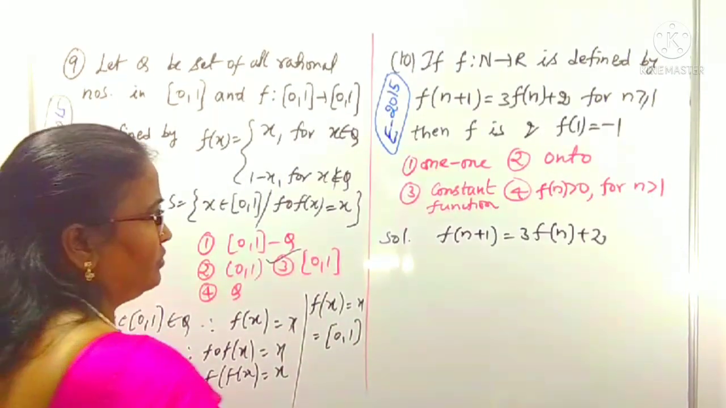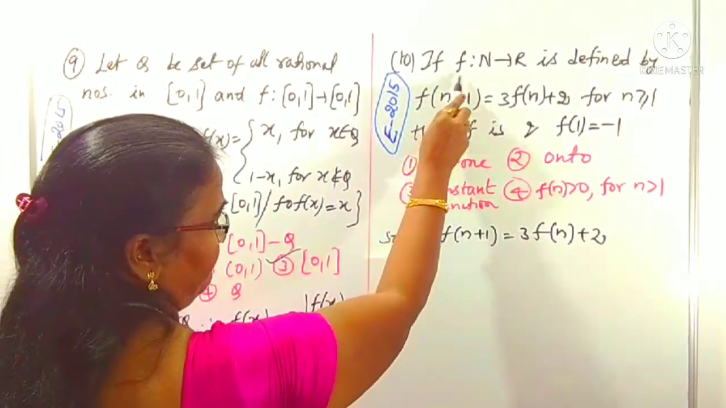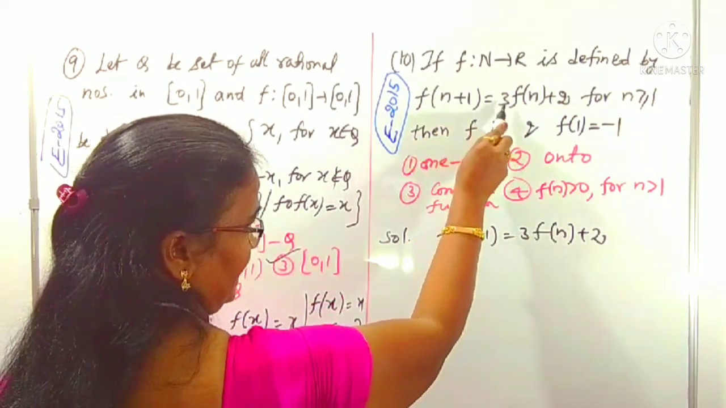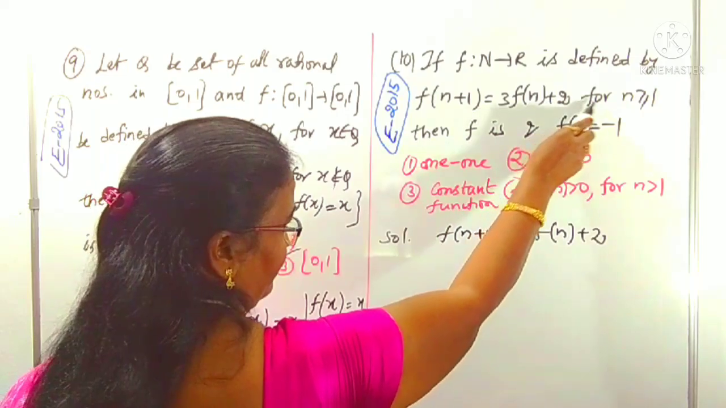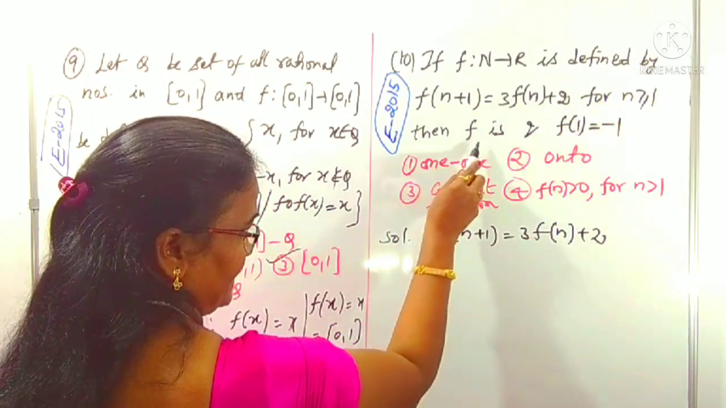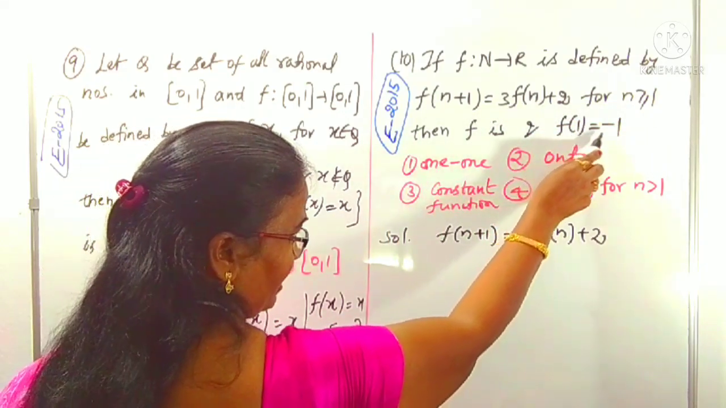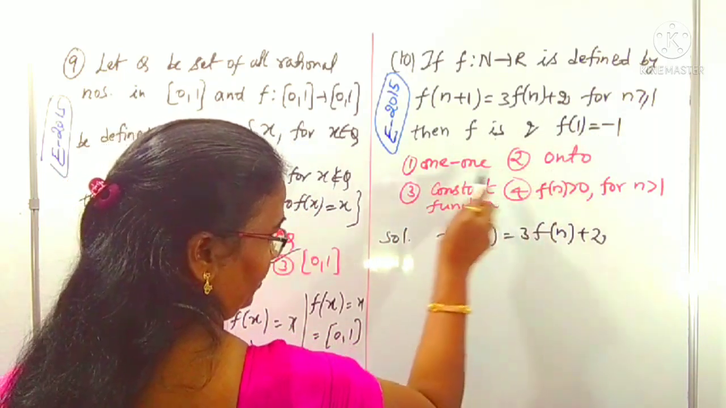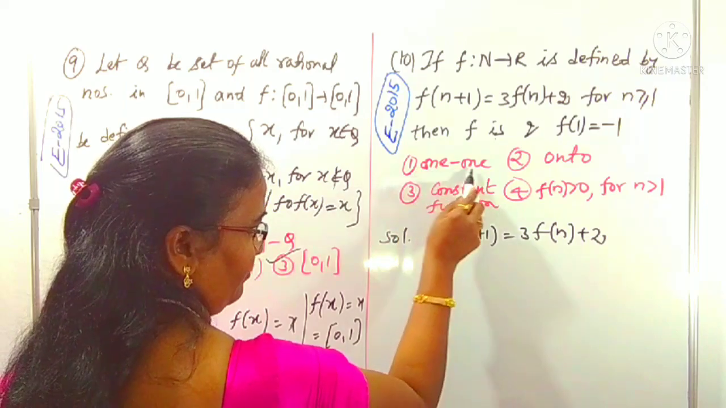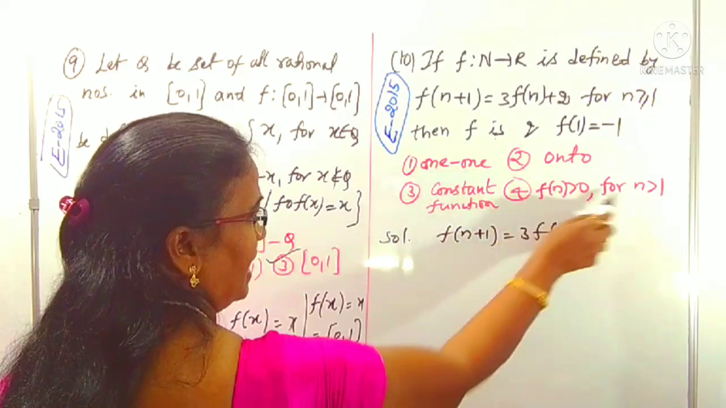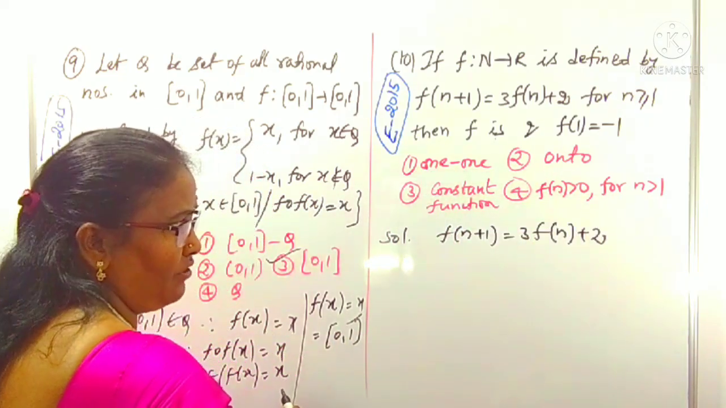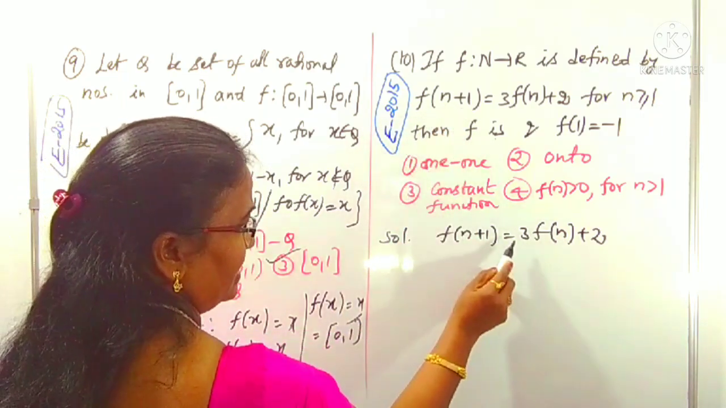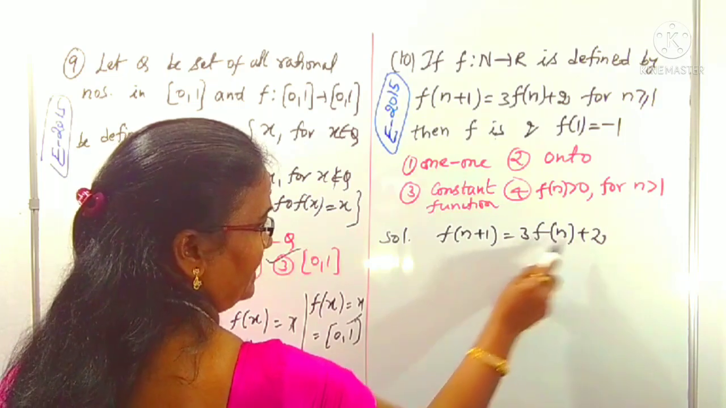That's it. Now come to question number 10. If f from the natural numbers to the real number set is defined as f of n plus 1 is 3 times f of n plus 2, for n greater than or equal to 1, and also given that f of 1 is minus 1, you have to find the nature of f: one-one, onto, constant, and so on. For that you have to use this definition.